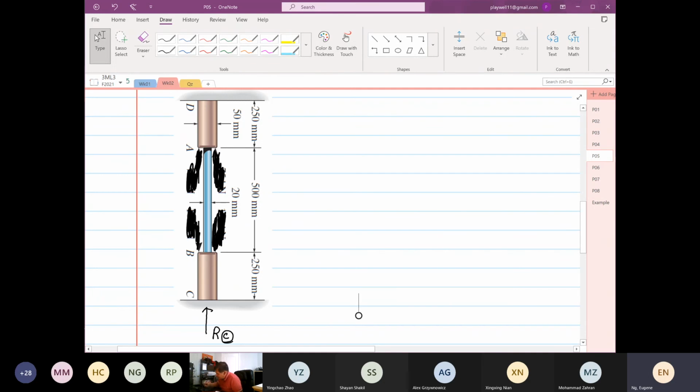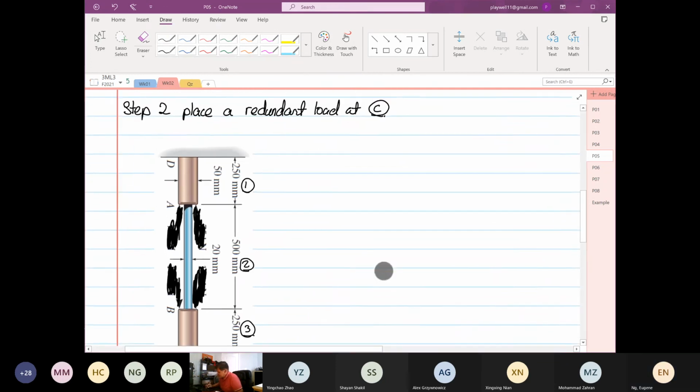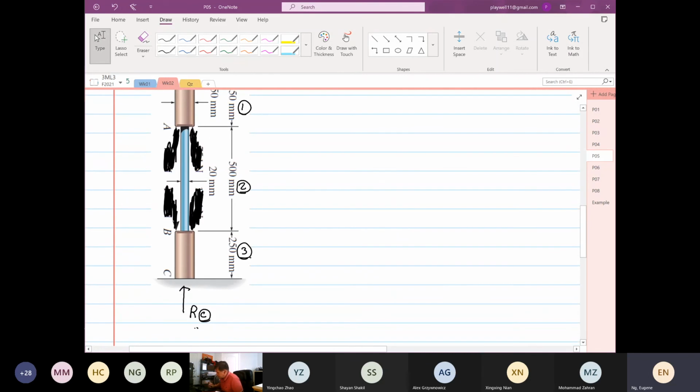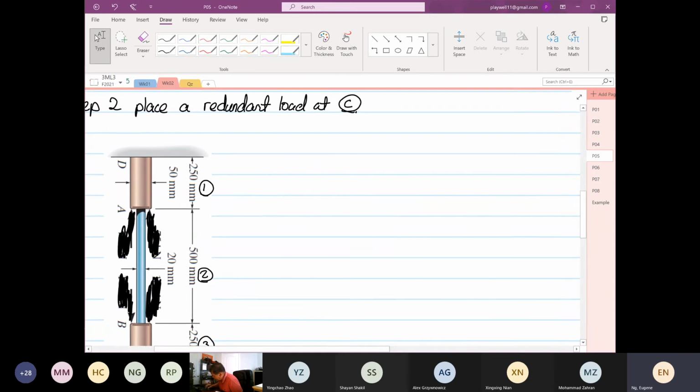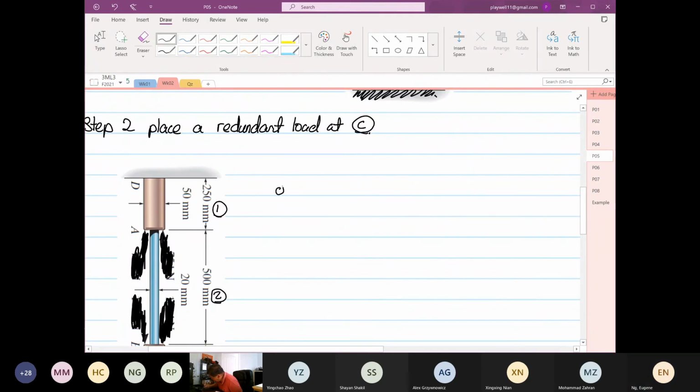From here, this is purely due to geometry. We again have to divide the section into 1, 2, and 3. For this case, the sections for the applied load and the redundant load are the same. In the previous example, it was not. Now we know that RC is going to induce a compression. All the sections 1, 2, and 3 are going to feel RC. Now we calculate deflection due to the redundant load at section 1.